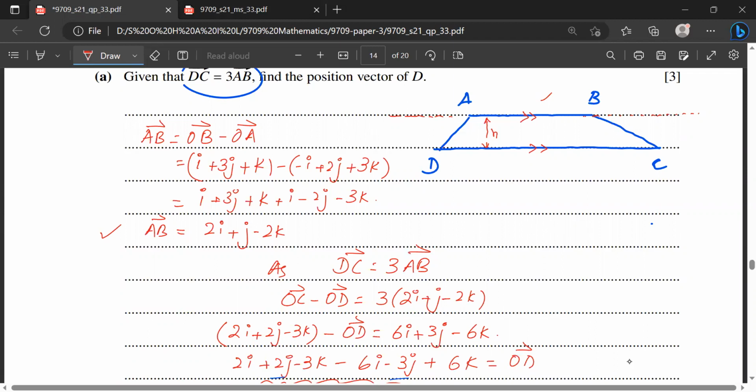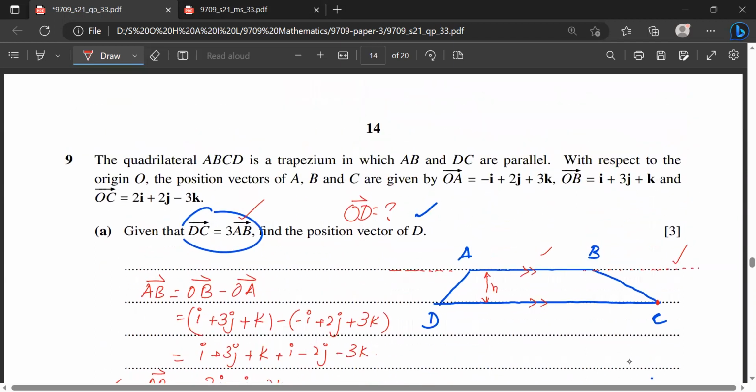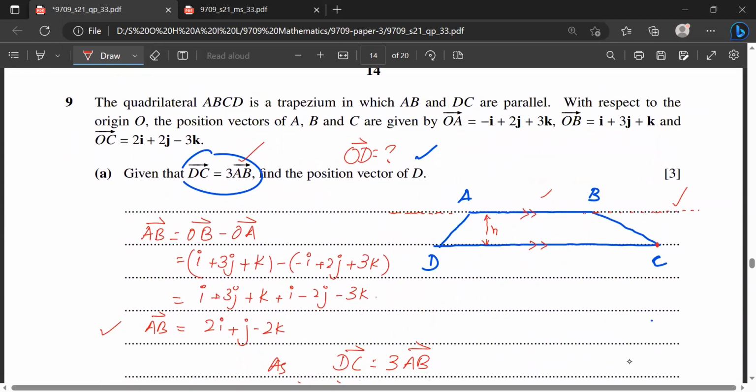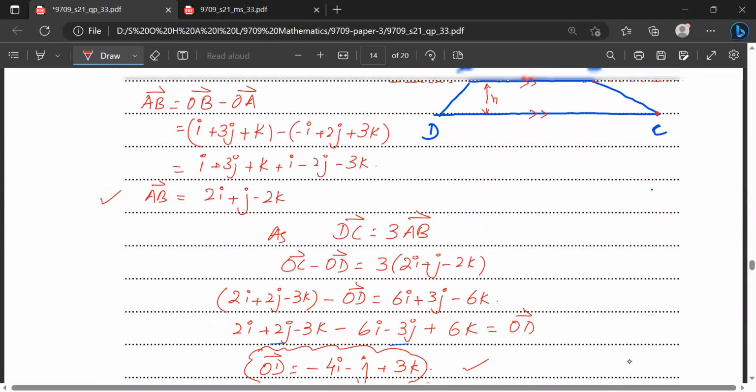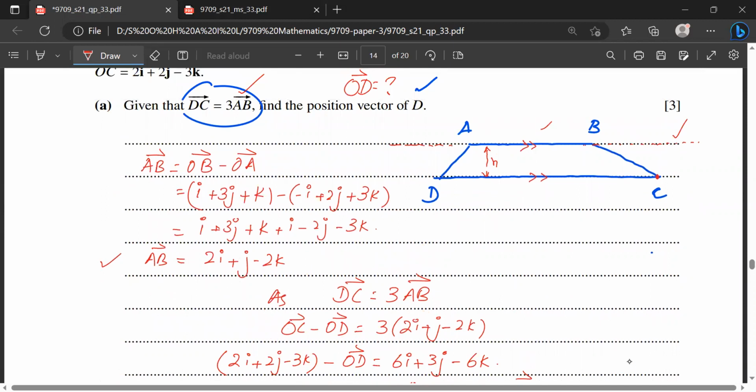The distance you can find because we have the equation for the line AB. So either you find the distance of C from the line AB, or the distance.